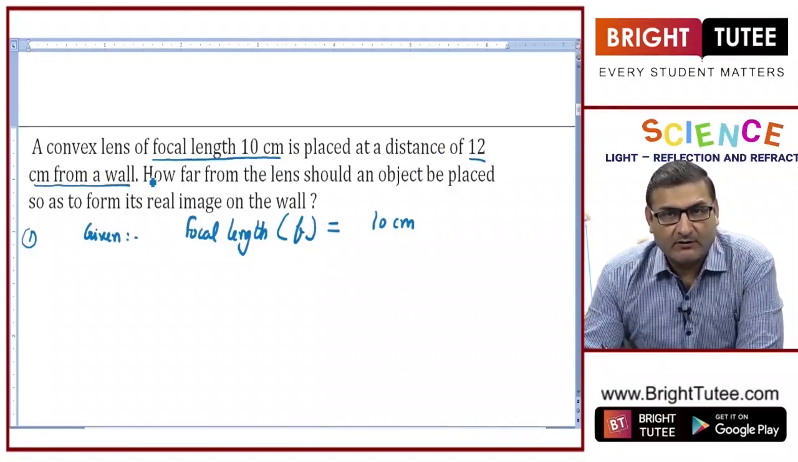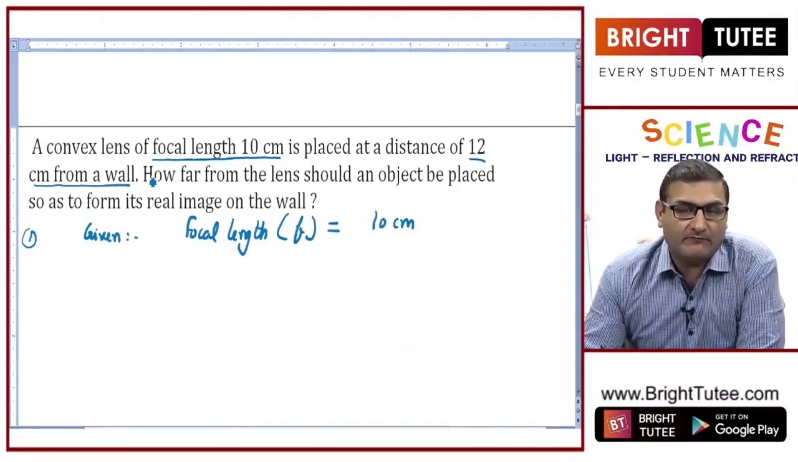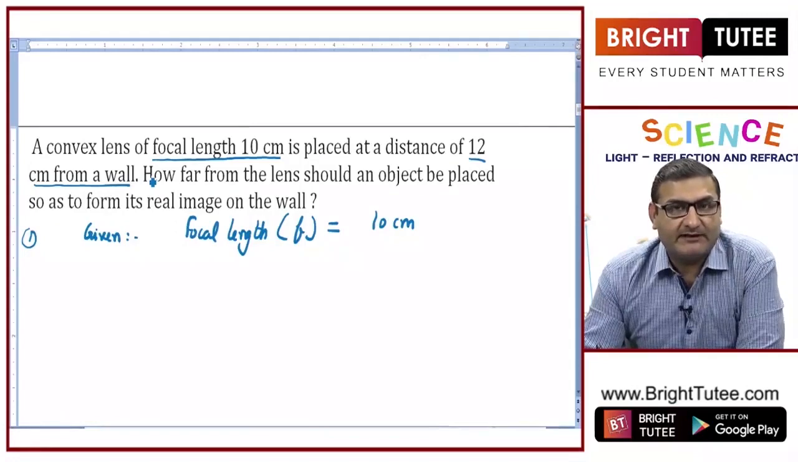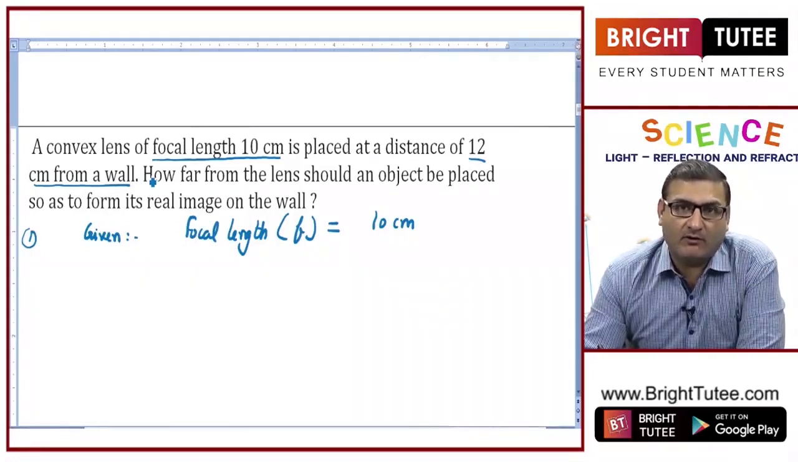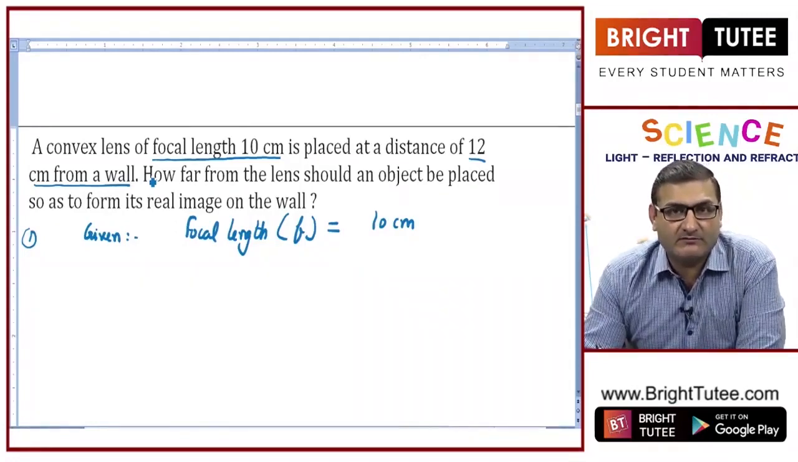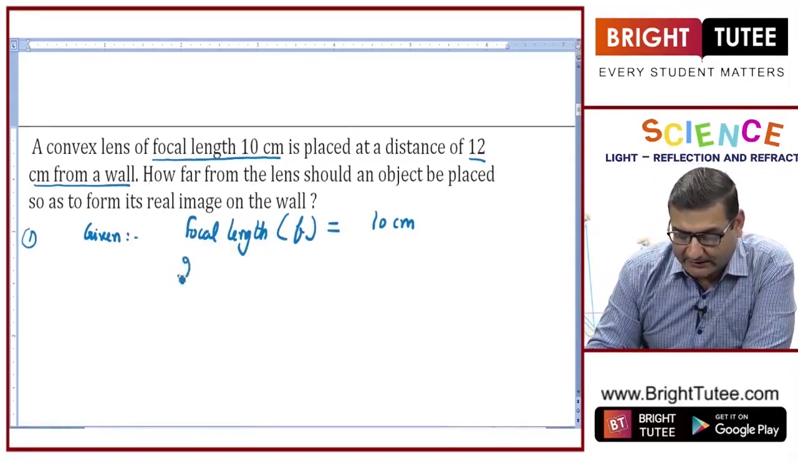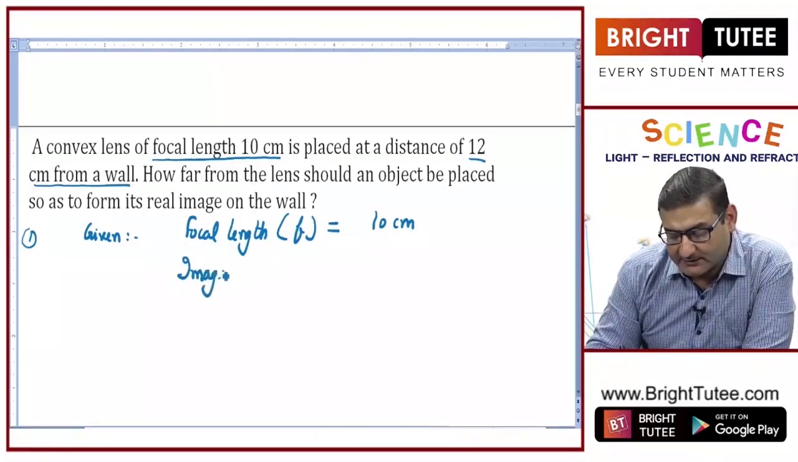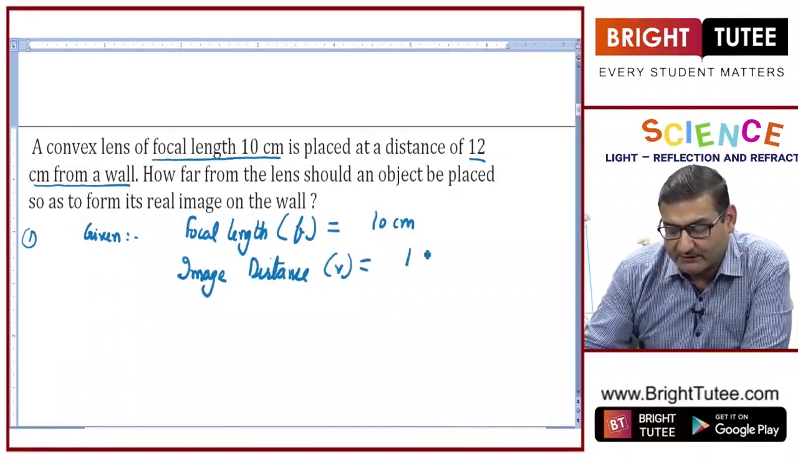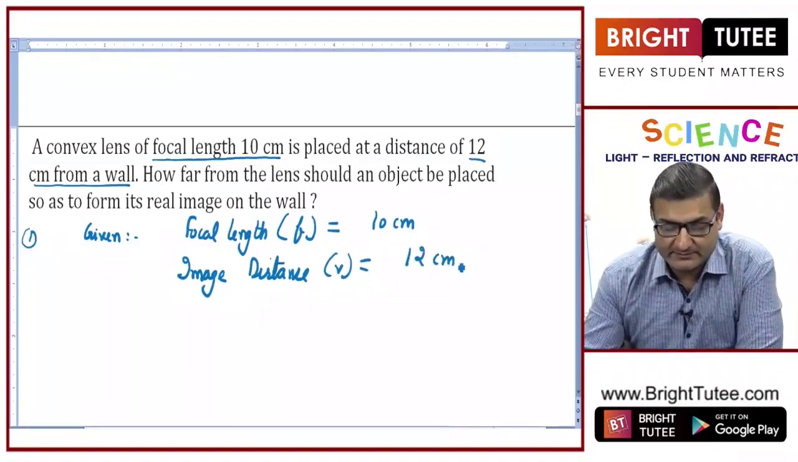Fine. So now we are given the distance of the wall from the lens. Now students, whenever we are given the distance of a wall or screen from the lens, we are always going to assume that the image is going to be made on that wall or on that screen. So whenever the distance of the wall or screen is specified in the question, that means we are given the image distance. So the image distance represented by small v is given to be 12 centimeters.